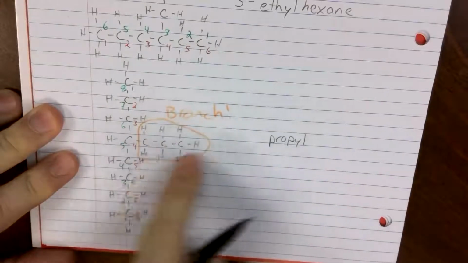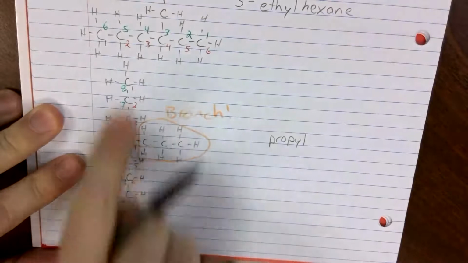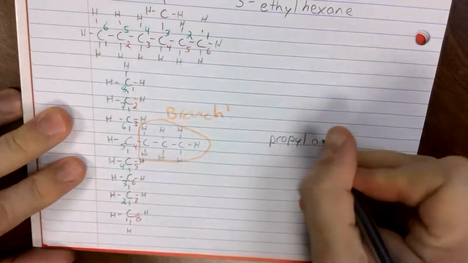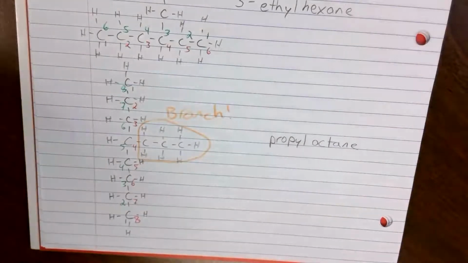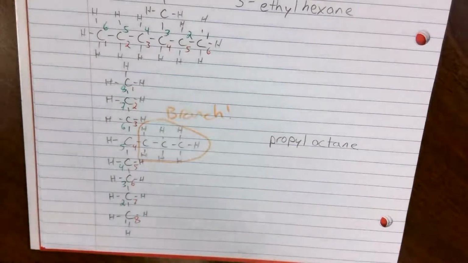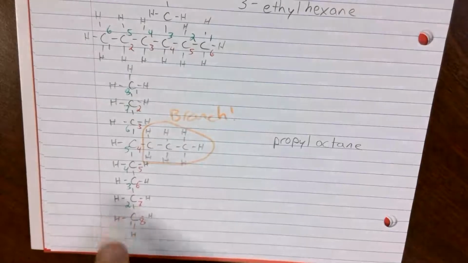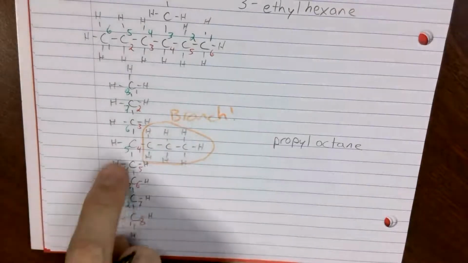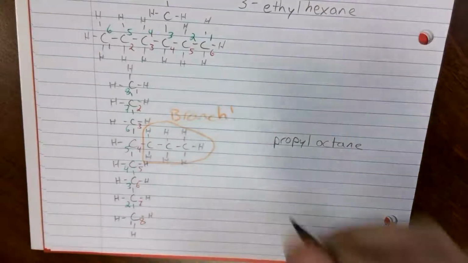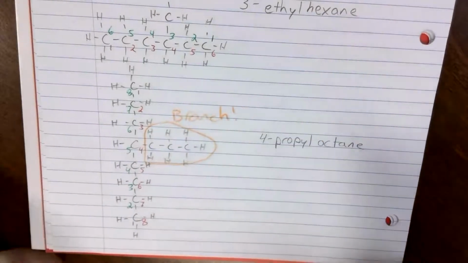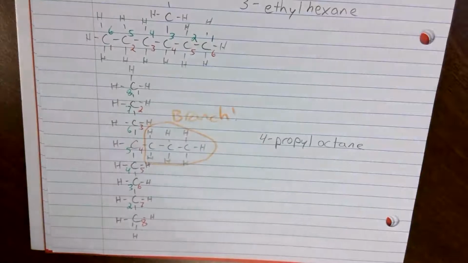YL tells us it's a branch. Our parent chain has 8 carbons in it. Prefix for that one, hopefully everybody knew that one before they even started class. Oct for 8. So octane for the parent chain. And then finally, what carbon is it on? Well, if we go with green, it'd be 5. If we go with red, it's 4. 4 is lower, so 4-propyloctane. Nice work, guys.